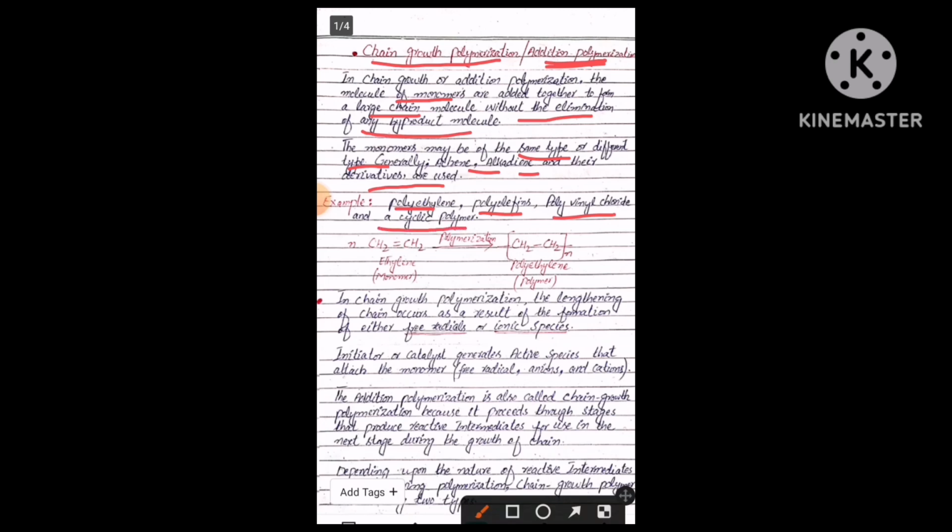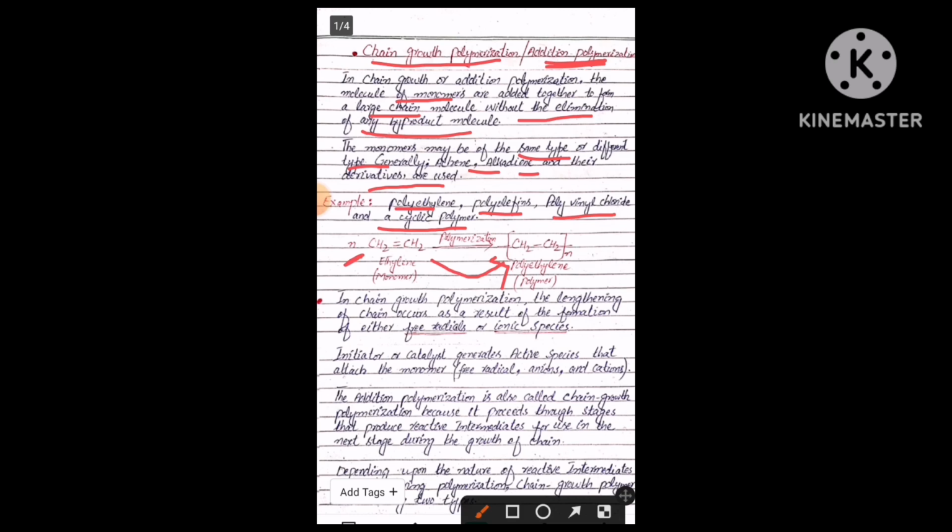If we take n number of monomers, and the monomer is ethylene, it will polymerize to form polyethylene, a large polymer, CH2-CH2 in brackets with n. Here n is used for the repeating units or repeating number.